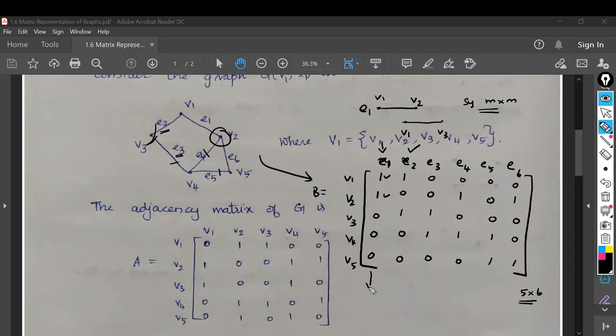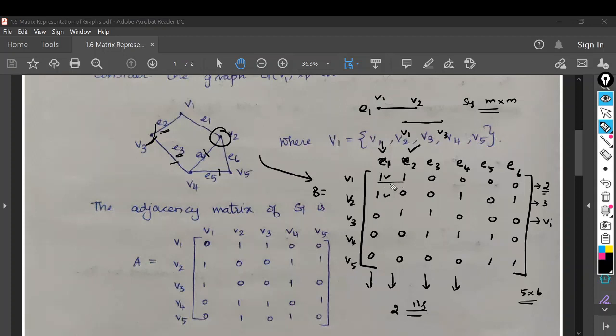So each column will have exactly 2 ones, as each edge is incident with exactly 2 vertices. And similarly, V1 is incident with 2 edges. So the sum of the ith row, not column, the sum of the ith row gives the degree of that particular vertex Vi.